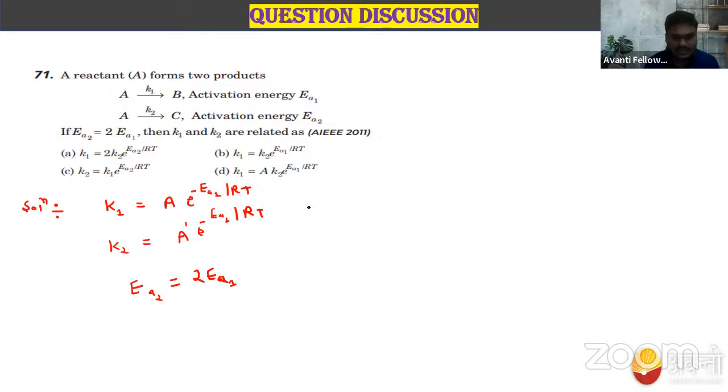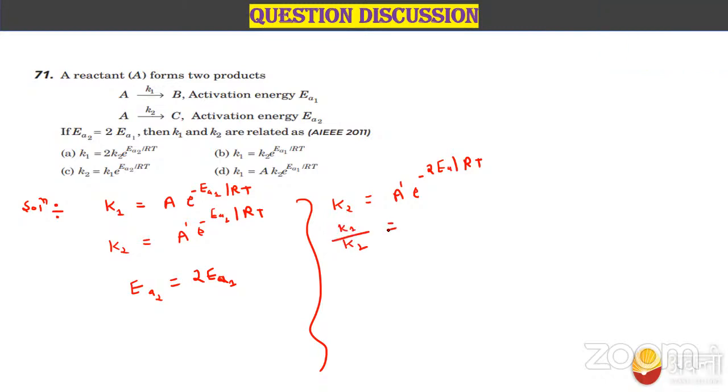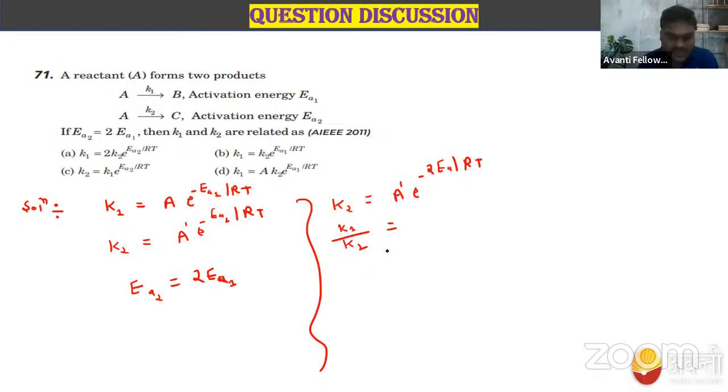So we can write as, how will you write this equation? We'll write that K2 is equal to A dash e to the power minus 2EA1 divided by RT. ठीक है? So this is what we have for K2. So बस K2 और K1 को divide कर दो. So what you will get? That is K1 divided by K2. So what you will get बेटा? K1 divided by K2. जल्दी फटाफट बताओ. K1 divided by K2. क्या left रहेगा?